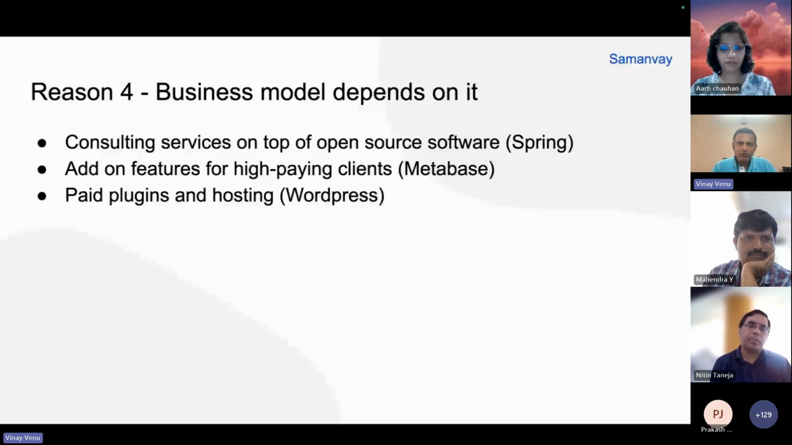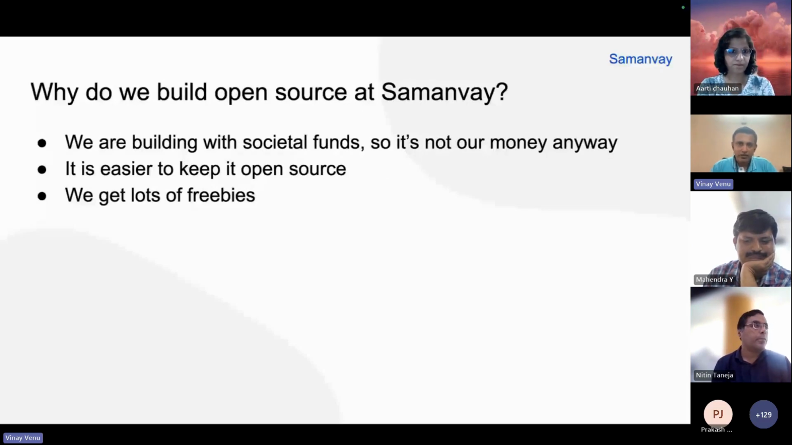Just a small idea of why we at Samanvay, we are a non-profit tech organization, build tech products. Now, the reason we build it is because what we are using is grant money, societal funds. So it's not our money that we're using to build it. So it makes sense to actually keep it open source. That's one big reason why we build open source.